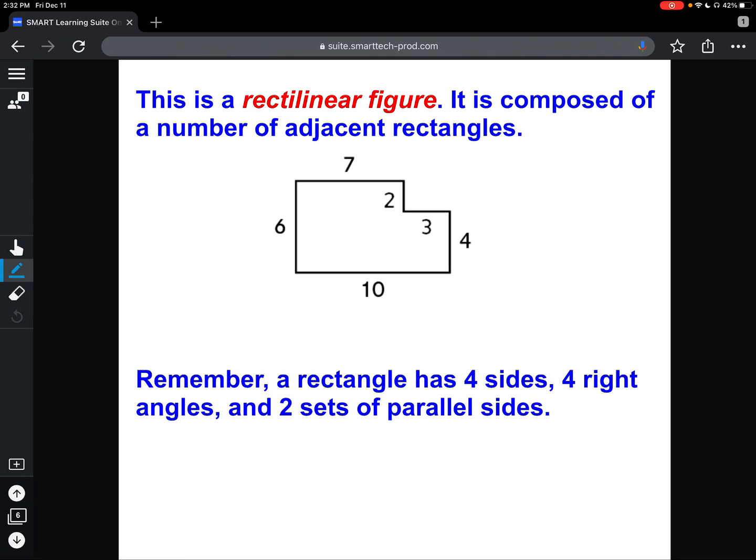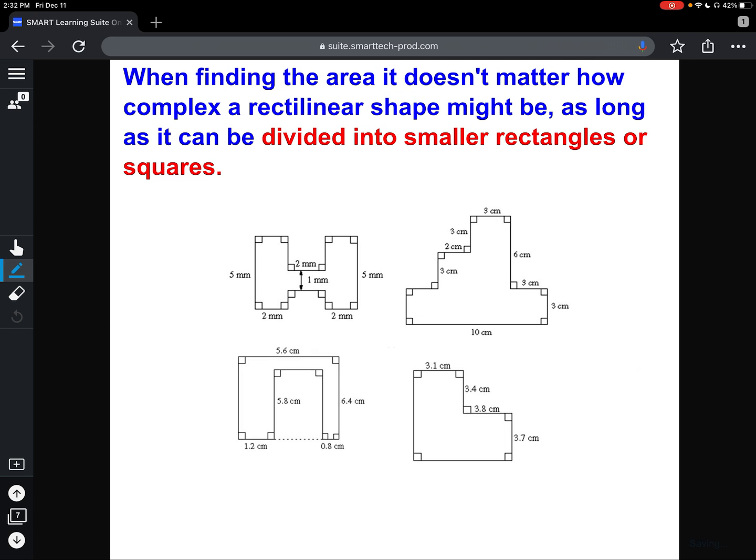So this is a rectilinear figure. It's composed of a number of adjacent rectangles, meaning rectangles that are next to each other. Remember, a rectangle has 4 sides, 4 right angles, and 2 sets of parallel sides. So when we find the area, it doesn't matter how complex the rectilinear shape might be, as long as we can divide it into smaller rectangles or squares. So when you see a complex figure, you need to try to figure out how can you divide it up into smaller rectangles or squares, and that will help you to be able to find the area.